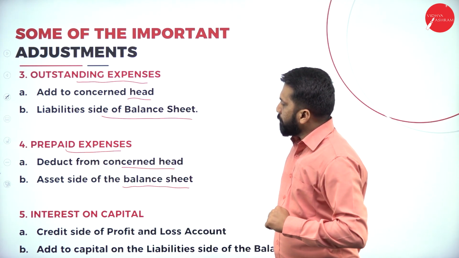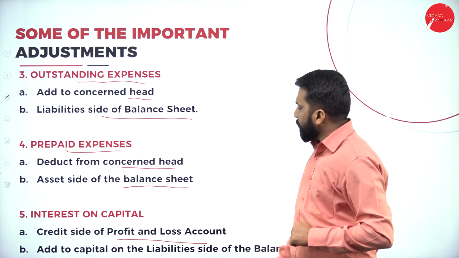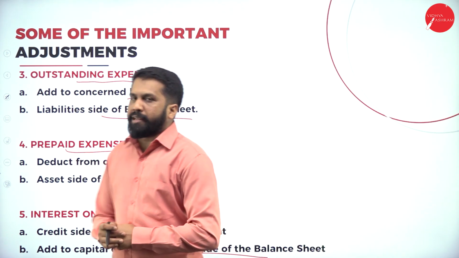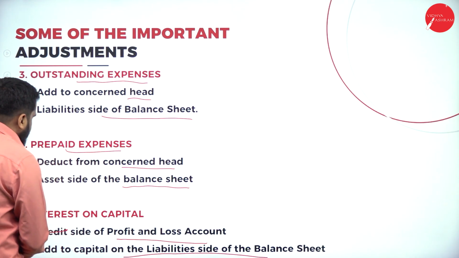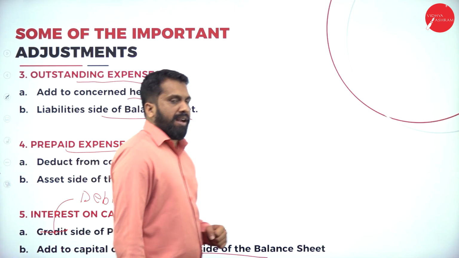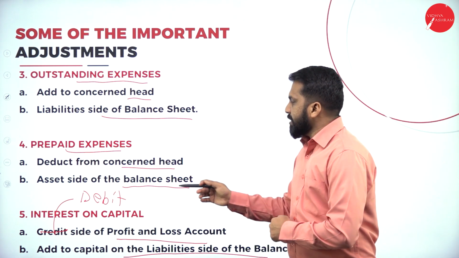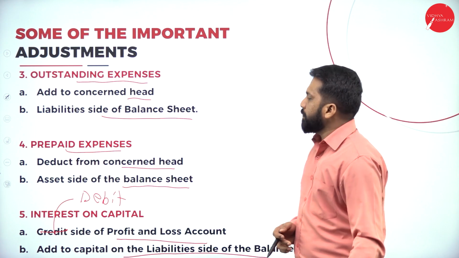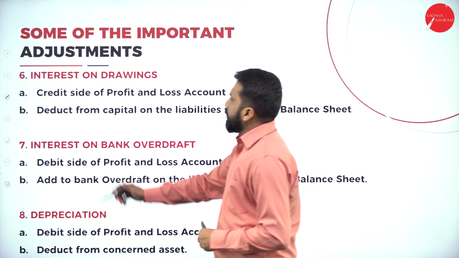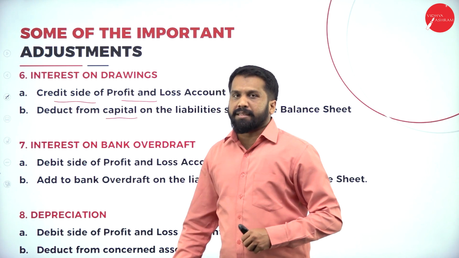Now, we'll go to the fifth one. Interest on capital. Credit side of the profit and loss account and add to capital on liability side. So interest on capital, remember, it is not credit, change it to debit. Debit side of your profit and loss account. Along with this, we are supposed to write add to capital on liability. This I'll explain while doing problems. Your next one, interest on drawings. Credit side of profit and loss. Along with that, deduct from capital.